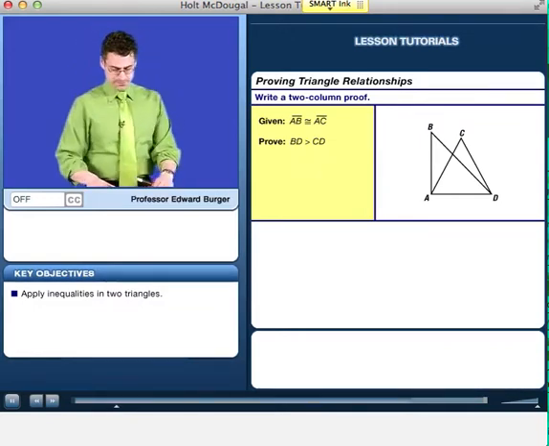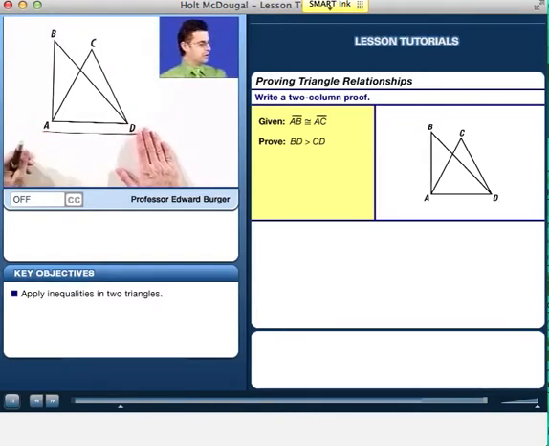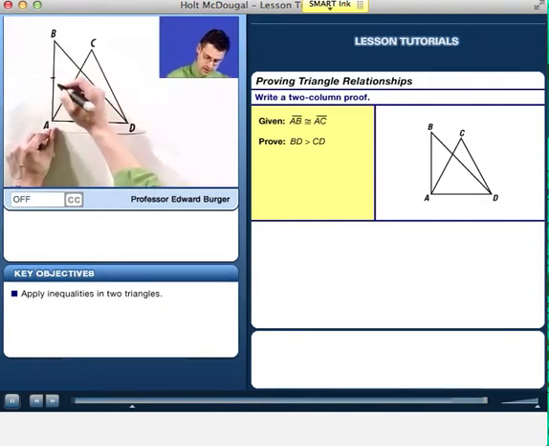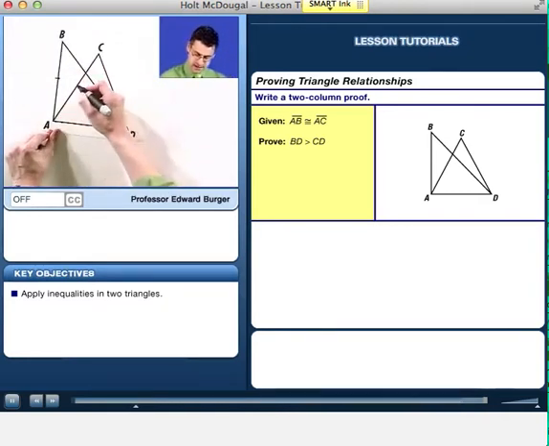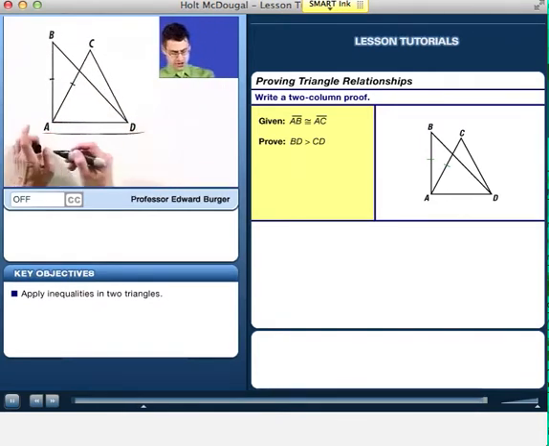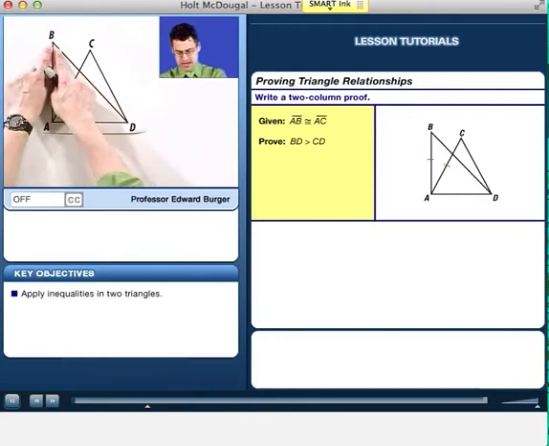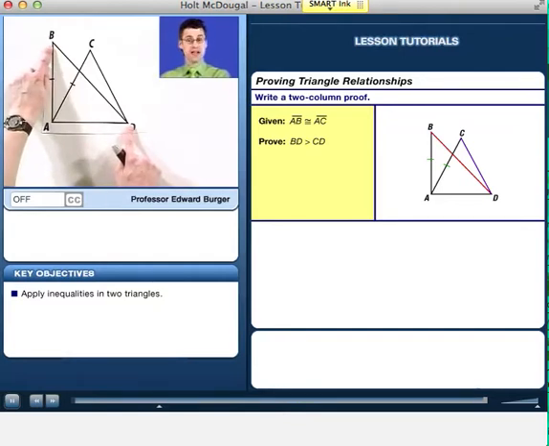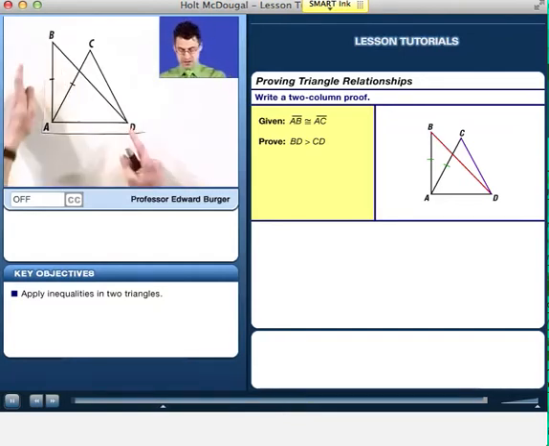So here's the picture. And we're told that AB is congruent to AC. So that means that AB is congruent to AC. Okay? And we want to show that BD, that length, is greater than CD, that length. Now, it looks that way in the picture, but that's not enough for the proof. We need to think of a mathematical argument.